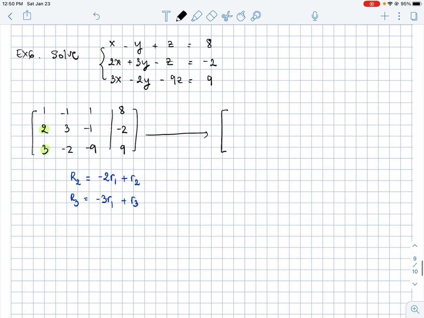Okay, now we show the work. Multiply row 1 by -2. So we double first: 2, 16, and multiply by -2. That means the signs will be opposite. And then add row 2. So we have 2, 3, -1, -2. So we get 0, 5, -3, and -18.